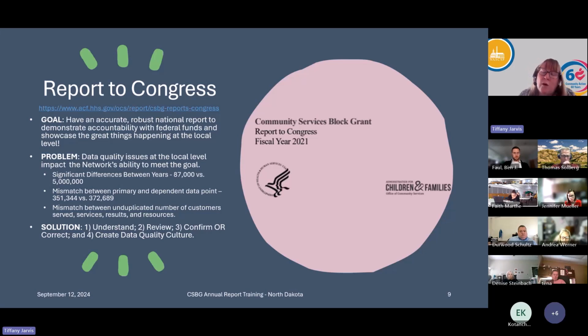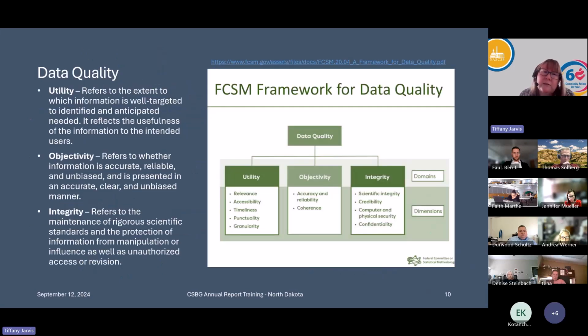And then create a data quality culture. I'm not going to go into a lot of this today because it's a whole different session, but just wanted to really highlight that federally, HHS uses this FCSM framework for data quality, and it includes utility, objectivity, and integrity. We're going to talk largely about the objectivity section, accuracy and reliability. The other things are very important, but we're just not going to go into that a lot today. And there's a PDF that you can see where you can actually get into more of what this framework is. But it's just very important that this is what we use when we're talking about data quality.